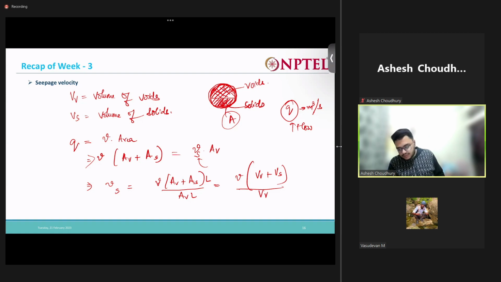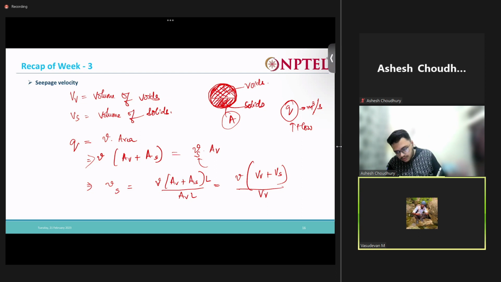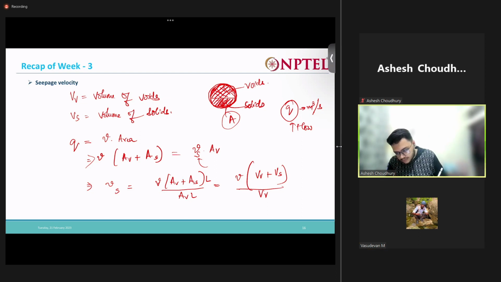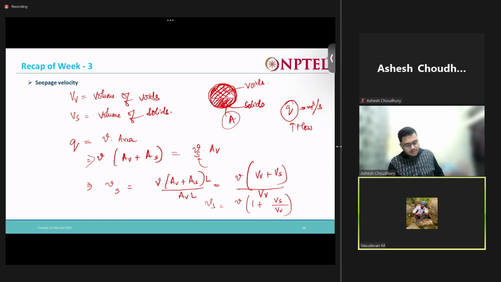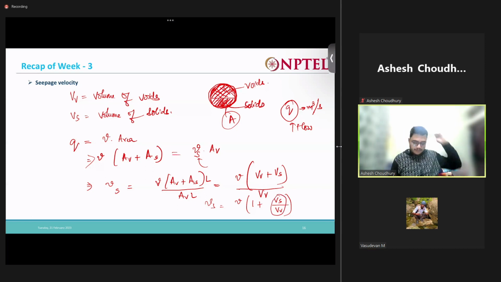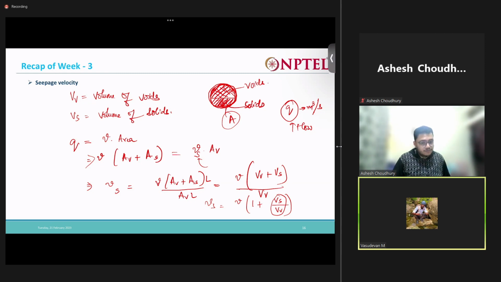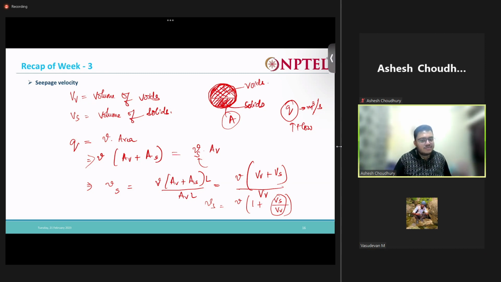Correct? Now, see, if we write it, Vs is equal to V into (1 plus Vs by Vv), right? You can write this. So what is Vs by Vv, the volume of solids by volume of voids? In terms of index property, think in terms of index property.